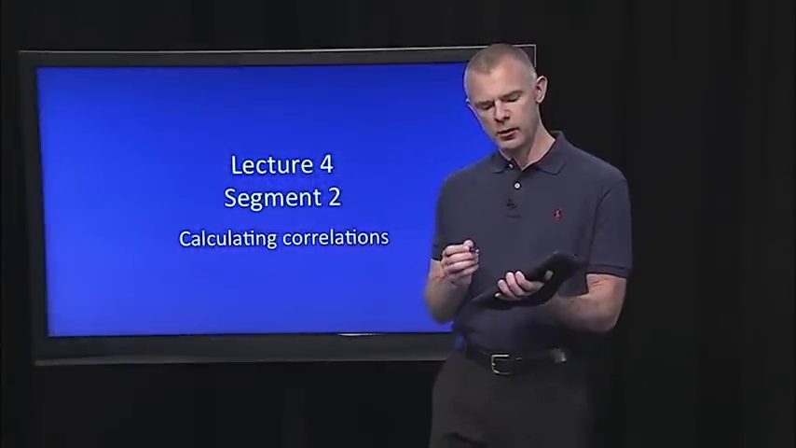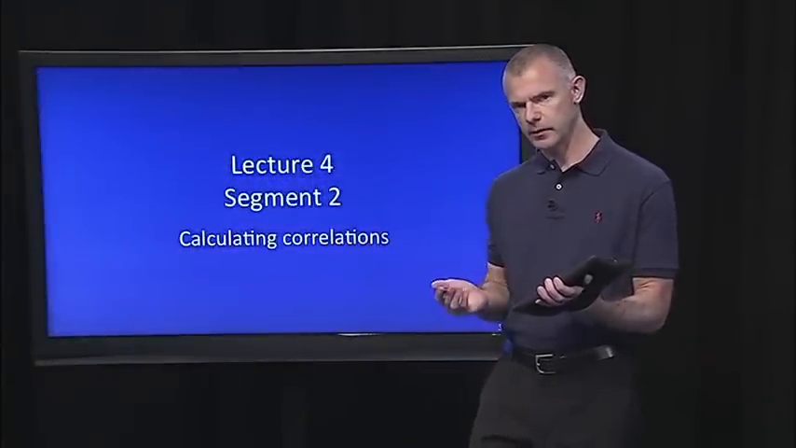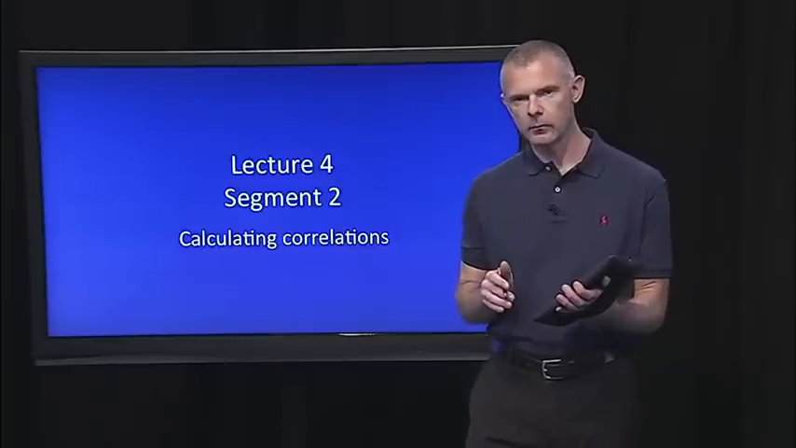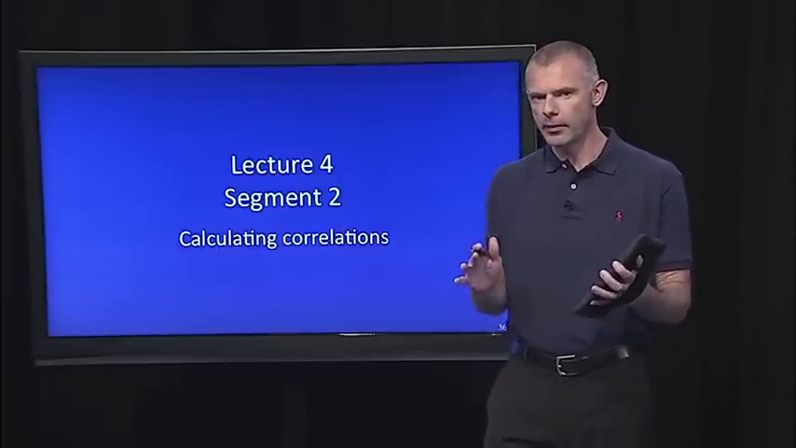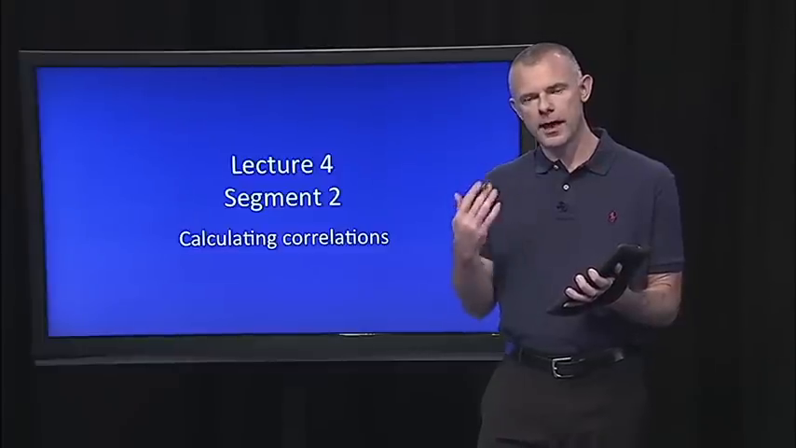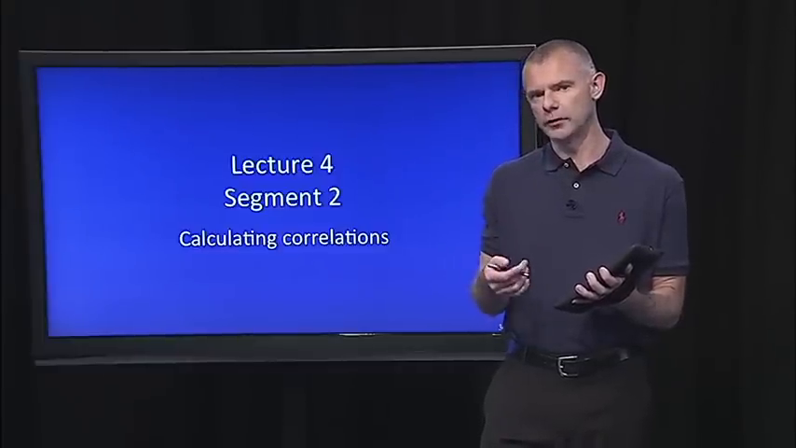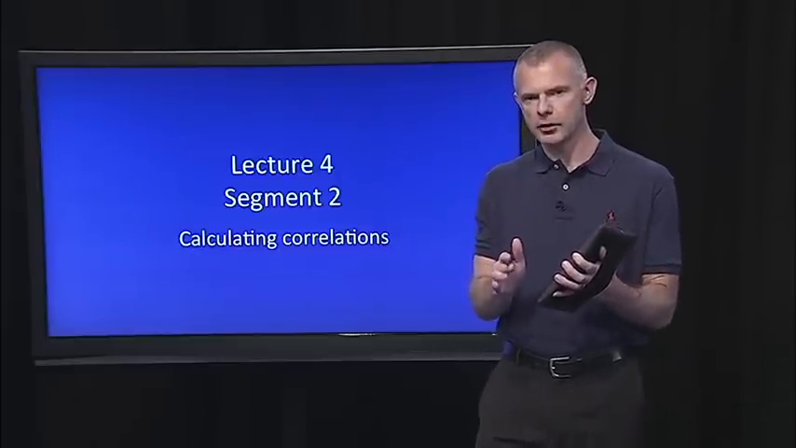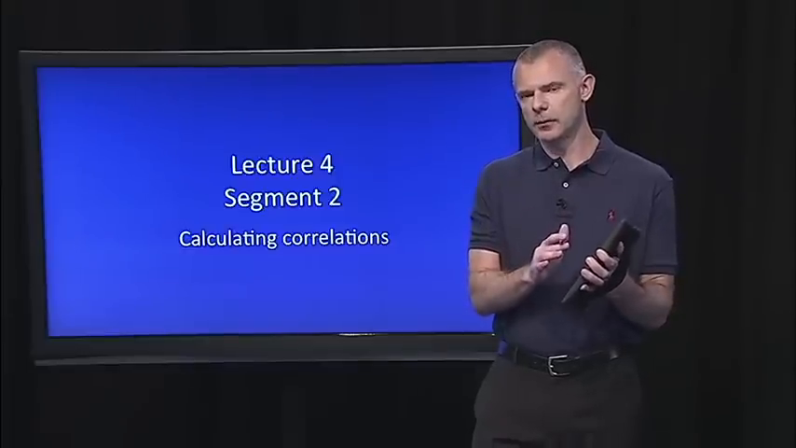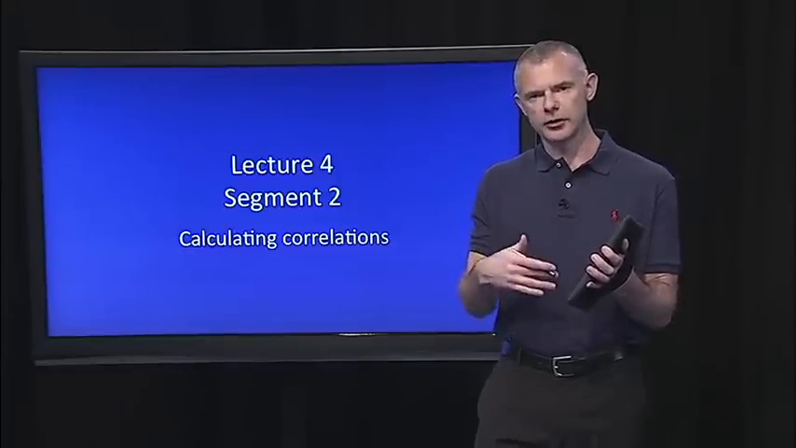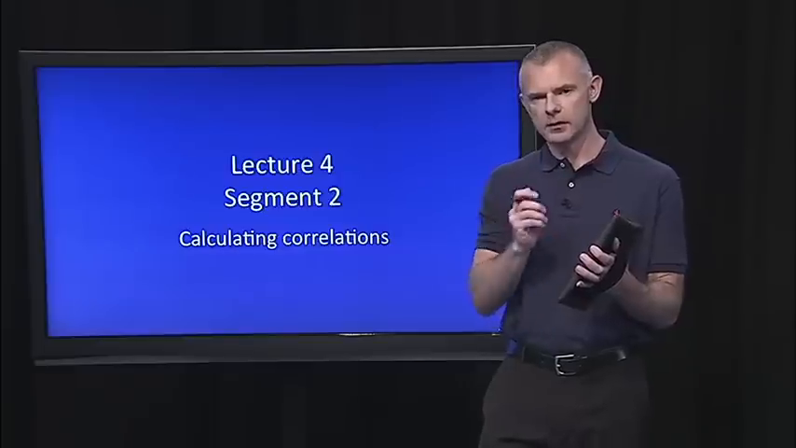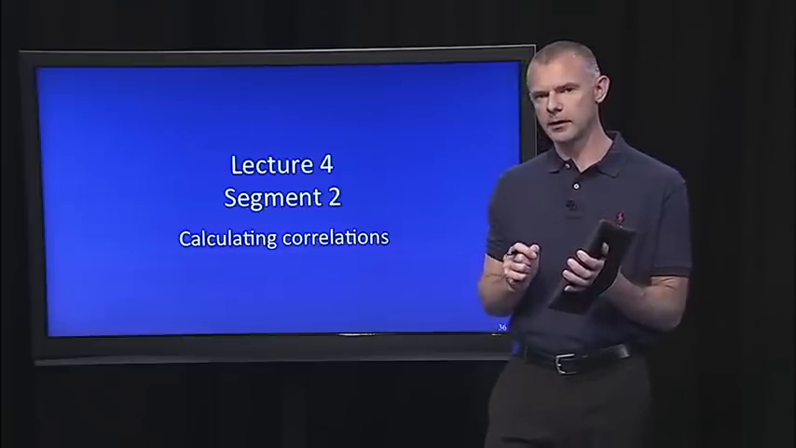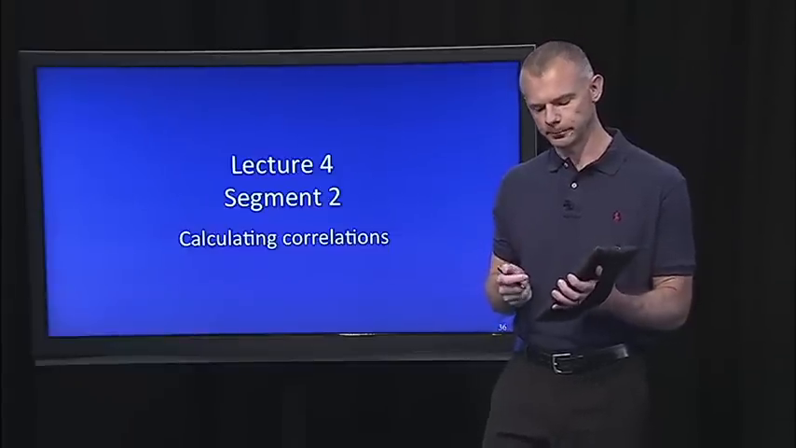Hi, welcome back. We are in Lecture 4, Segment 2. In this segment, we're going to do a lot more math. So we'll go through the calculation of the correlation coefficient. And it'll look like a lot of math, but it's not much if you think back to the descriptive statistics and the calculation of standard deviation and variance. There's really just one twist on that calculation, and we'll get the correlation.